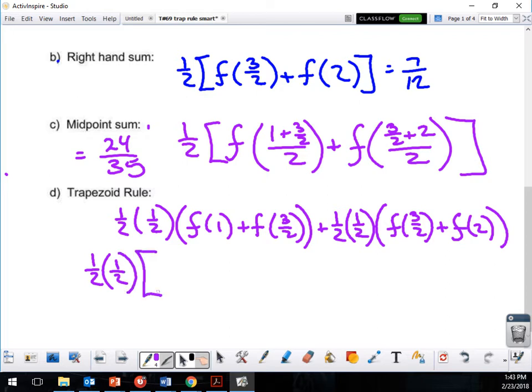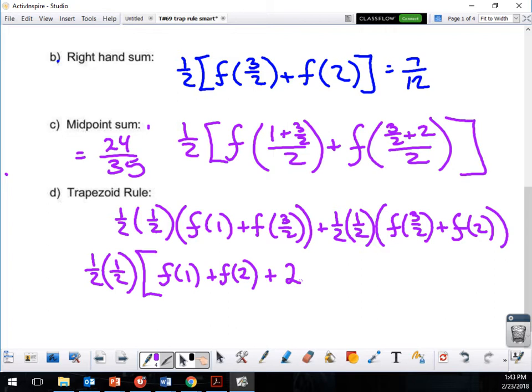Now, which ones do not repeat? F of 1 and F of 2. So my beginning and my end do not repeat, do they? No. So it's going to be f of 1 plus f of 2 plus, how many of those other ones do I have? 2. I have 2 of them, right? So it's 2 times the other ones that are in the middle. The endpoints go A and B here, and then everything else is 2 times.